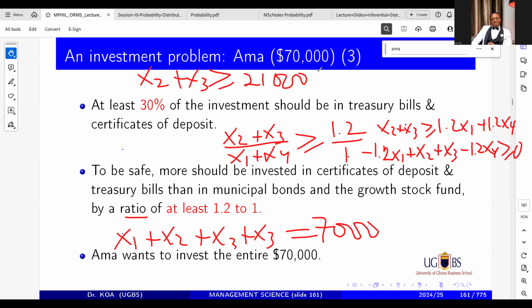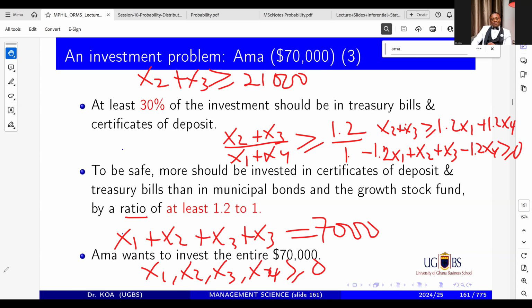Don't forget your non-negativity constraint. The non-negativity constraint says that every decision variable should be non-negative. So X1, X2, X3, X4, all of them should be greater than or equal to 0. That's it.